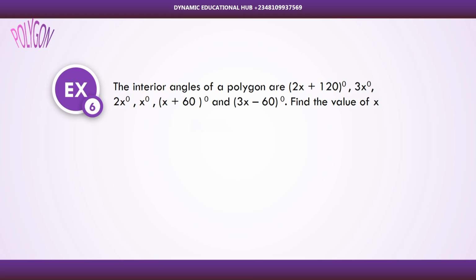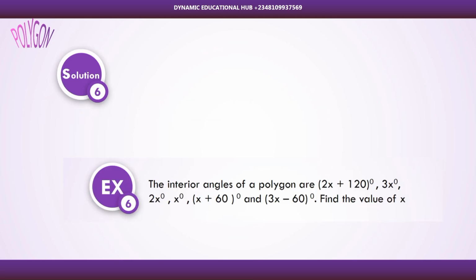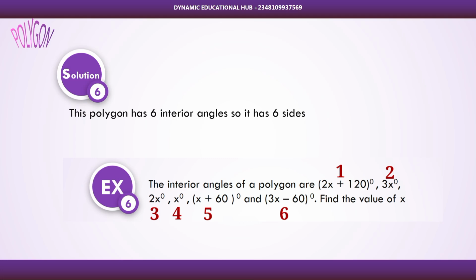Now to another question. We have the interior angles of a polygon are 2x plus 120 degrees, 3x degrees, 2x degrees, x degrees, x plus 60 degrees, and 3x minus 60 degrees. Find the value of x. If you count the number of angles given, we are going to get 6. So it means that this polygon has 6 interior angles, so it has 6 sides. And we need to find the sum of interior angles of a 6-sided polygon, which is a hexagon.